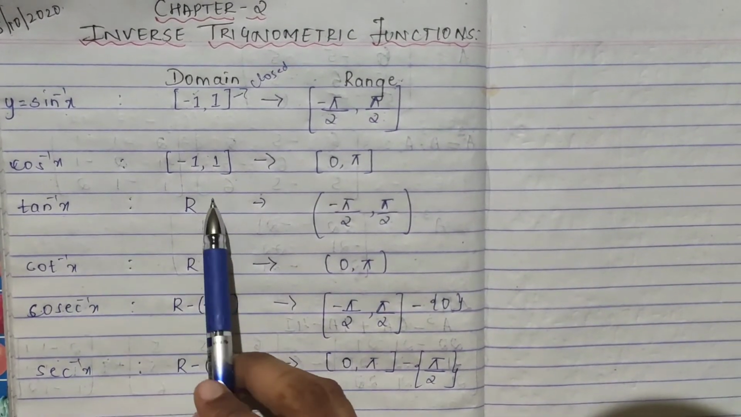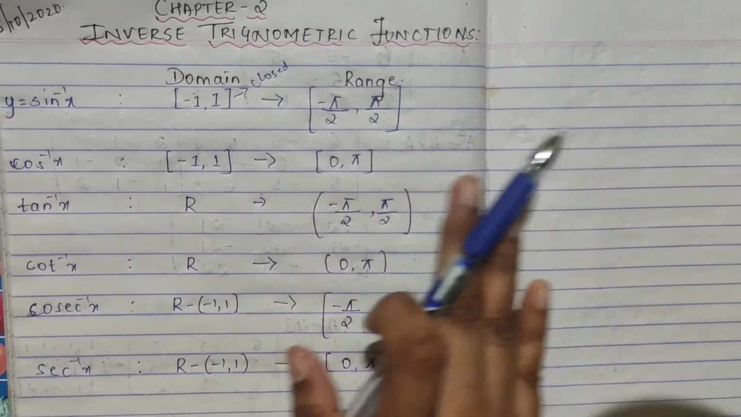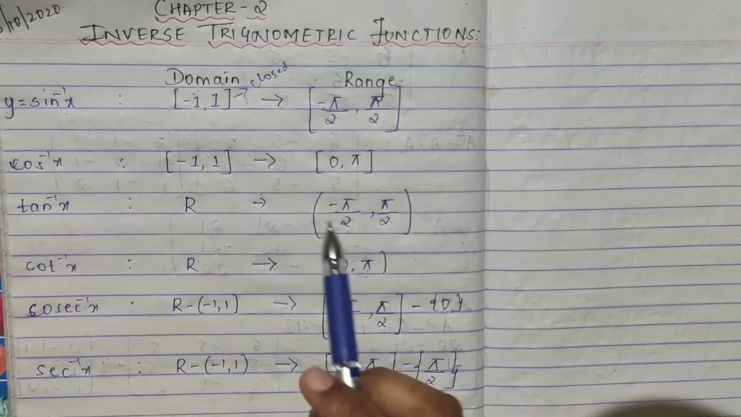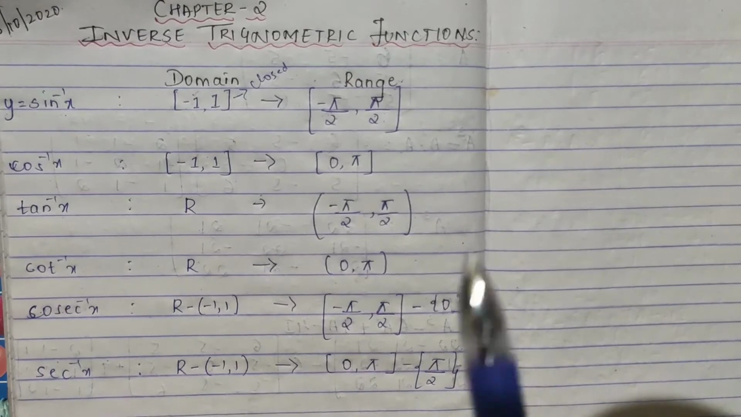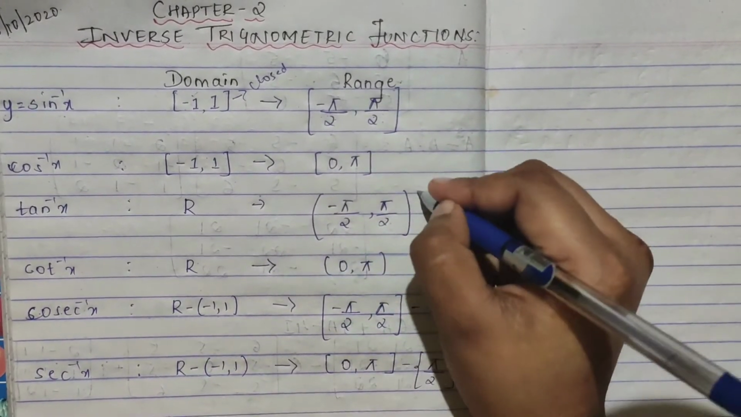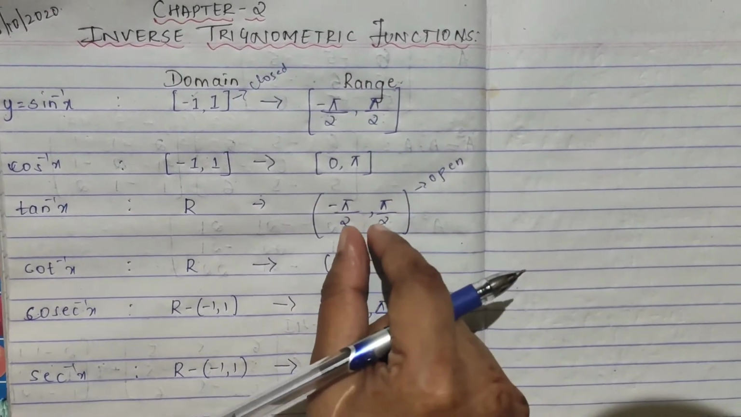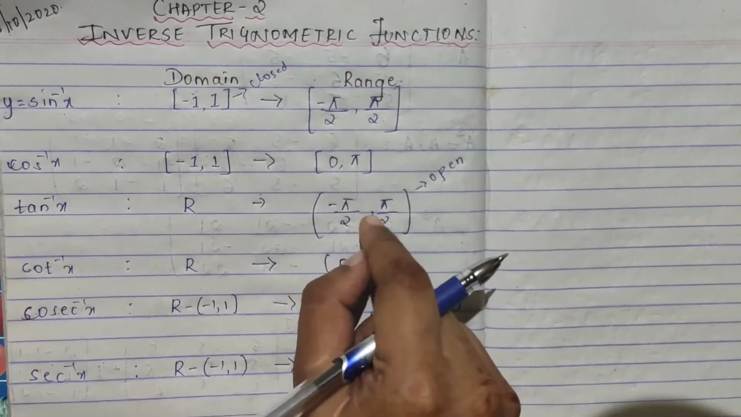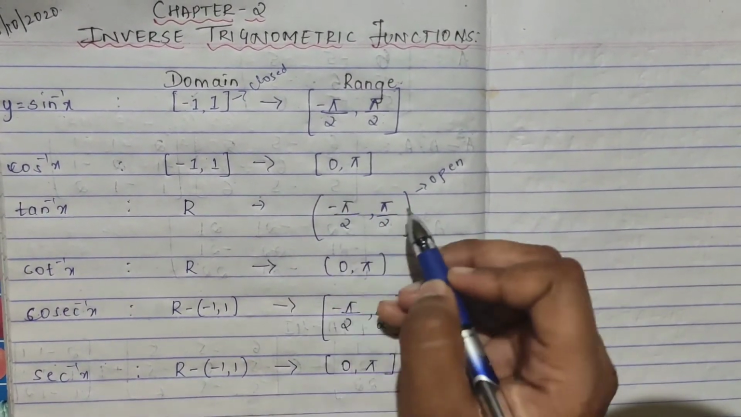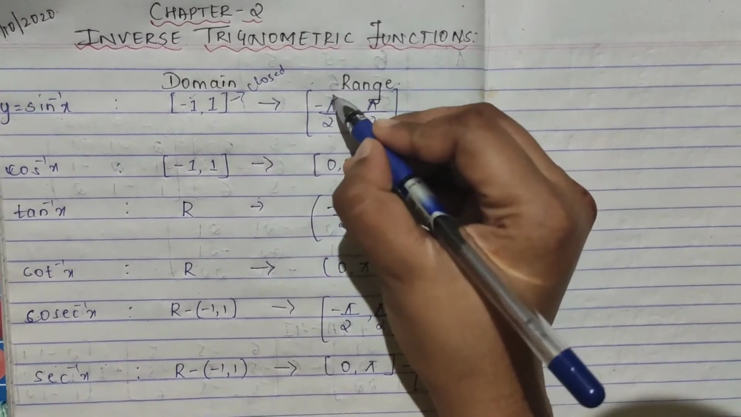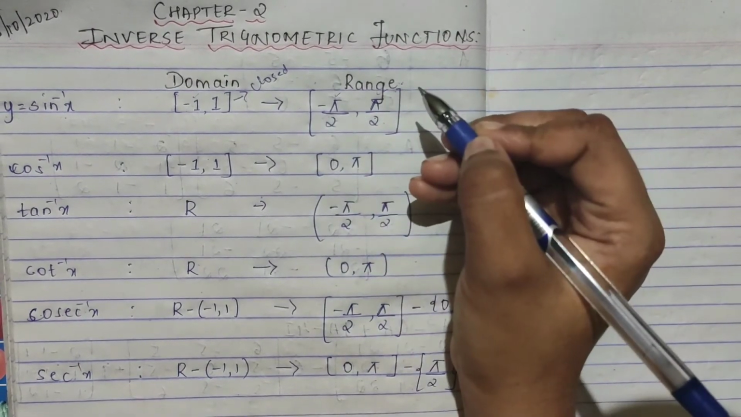Tan inverse x domain is R, meaning real numbers, everything which includes your natural numbers, whole numbers, integers, everything. And the range here is an open interval. This is called an open interval, right? Values between -pi by 2 and pi by 2, but not at -pi by 2 and pi by 2.